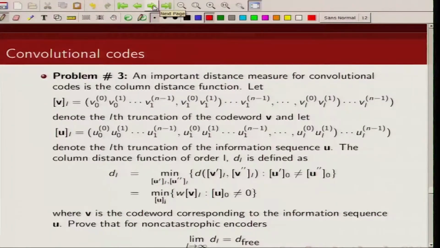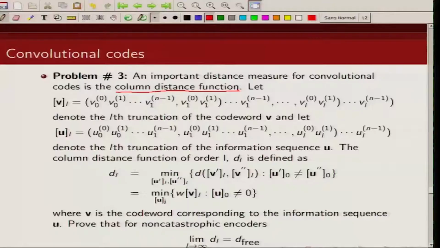The next problem that we are going to talk about is a distance measure for convolutional codes. So, we will first define what we mean by the column distance function. As we know, a convolutional encoder can continuously encode an information sequence. So, we can have an infinite length input sequence and correspondingly an output sequence. Now, we define the column distance function for a convolutional code as follows.